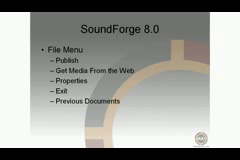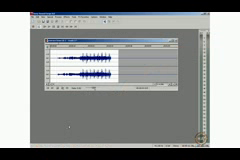Okay, lastly, under the File menu, we're going to take a look at Publish, Get Media from the Web, Properties, Exit, and the previous documents. Let's take a look at those. Next, under the File menu, we're going to take a look at Publish.